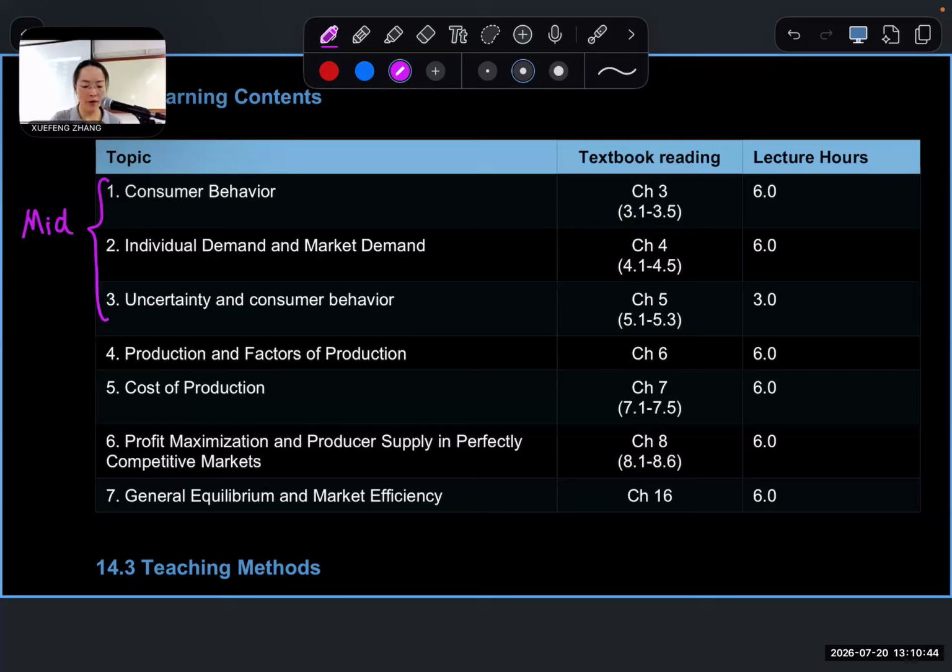So now we finished topic 1, consumer behavior, topic 2, individual demand and market demand, right? So we only have uncertainty and consumer behavior. This is topic 3, but in chapter 5, all right? So 1, 2, 3 is for the midterm. So of course, 3 to 7 is for the final. It's about production, okay? It's about producer behavior.